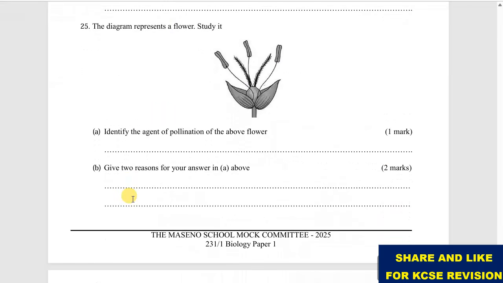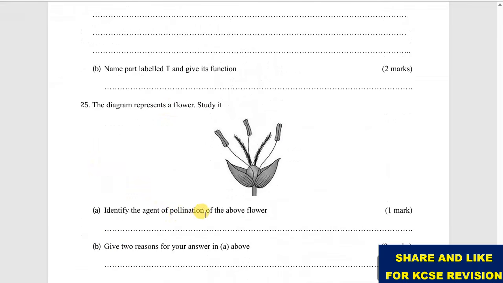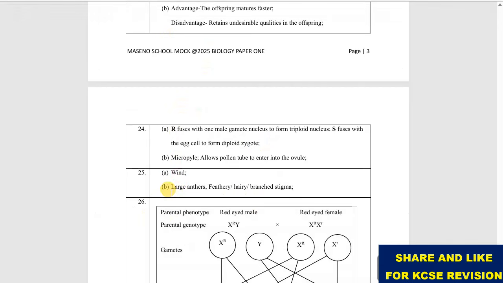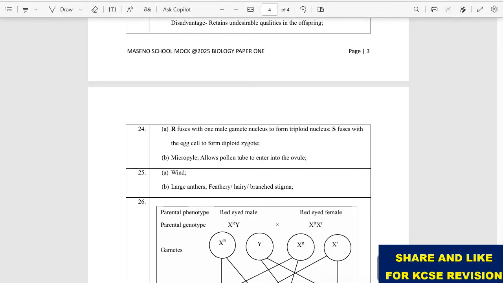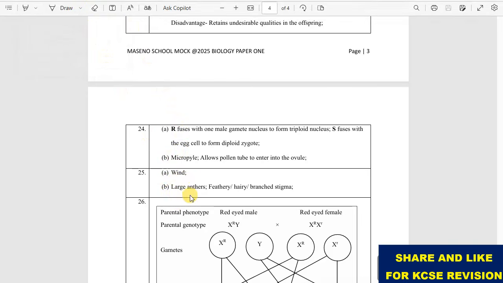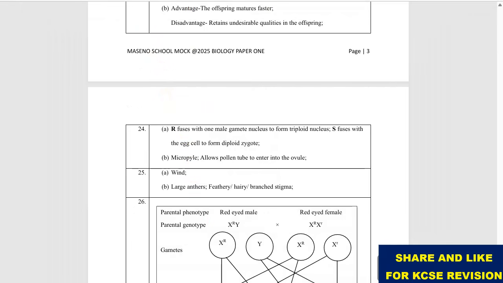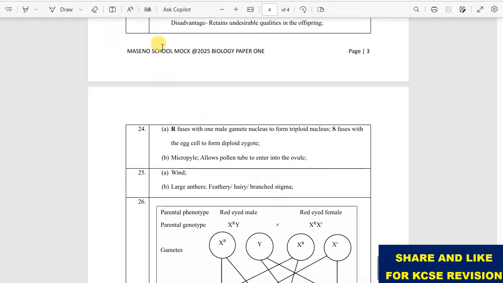Number 25. Identify the agent of pollination of the flower above. Wind. Give a reason for your answer. Large anthers, feathery, hairy, branched stigma.